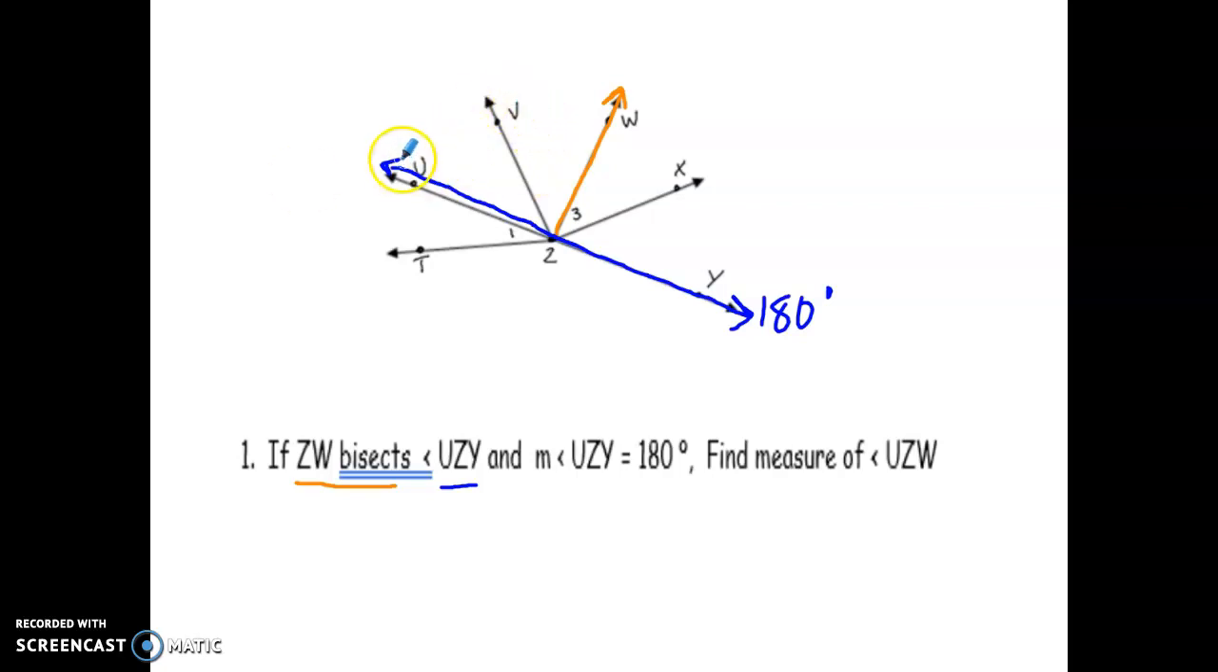So UZW is right here. So if you're finding the measurement of that side of my angle, for number 1, I want you to write down, number 1, the measure of UZW equals, and tell me your answer. If you need more time, just go ahead and pause it. If not, let's take a look at number 2.